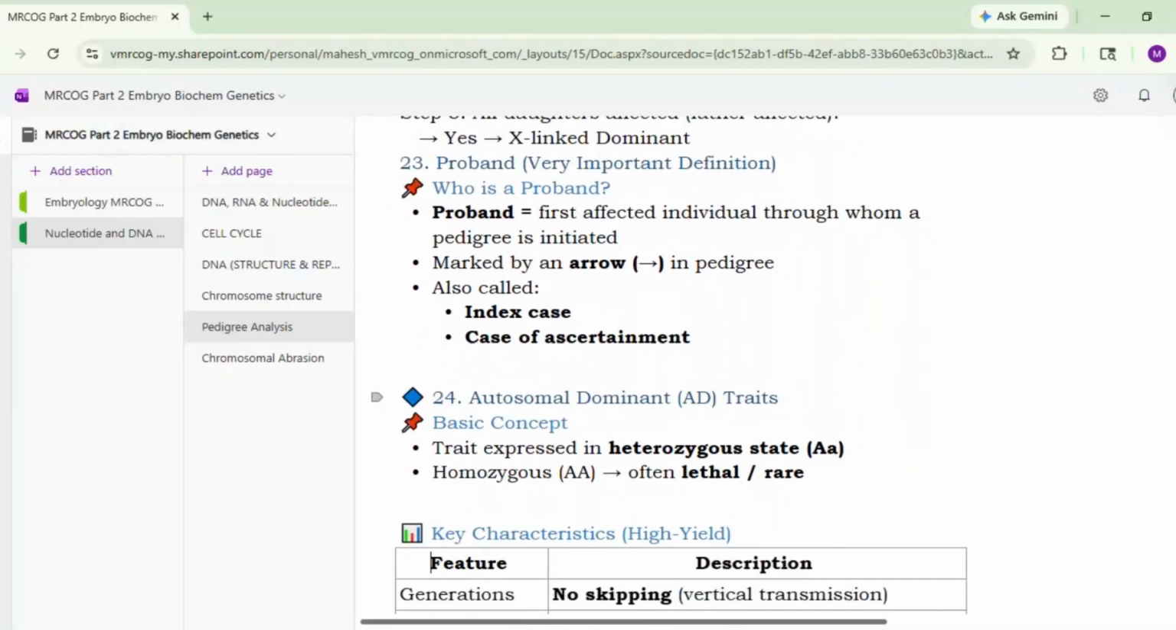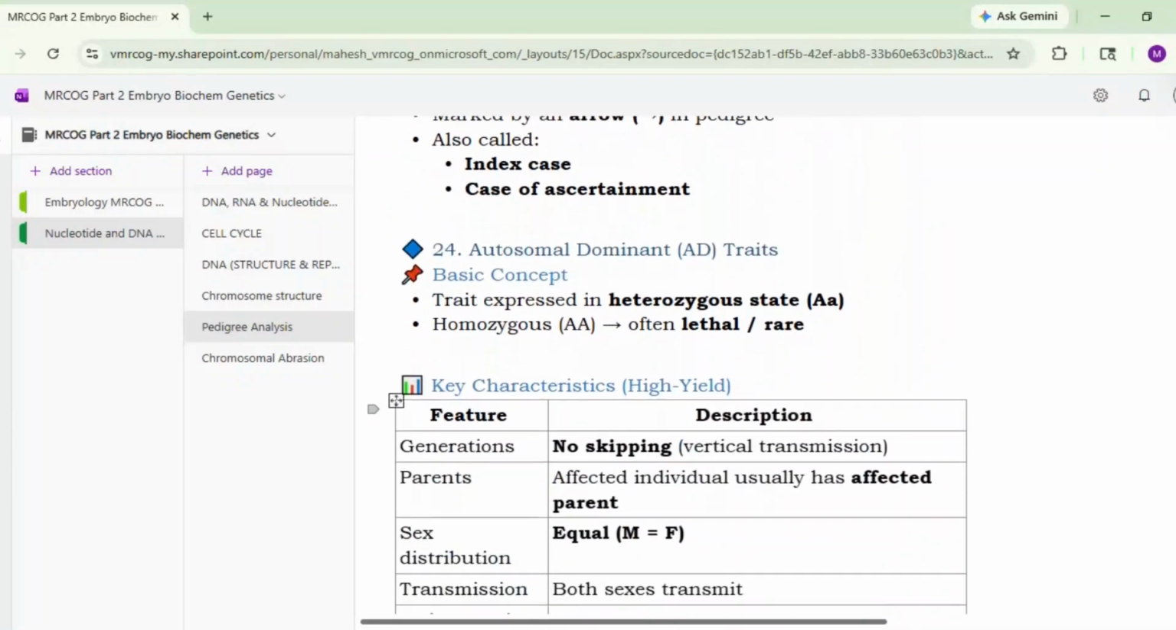Okay. Now we will see the individual patterns. That is the autosomal dominant trait. The basic concept here is that the trait is expressed in the heterozygous state also. If it is a dominant trait, it will get expressed even in the heterozygous state. That is, even if capital A small a is there, it will get expressed. In homozygous AA, that will be lethal and that is rare.